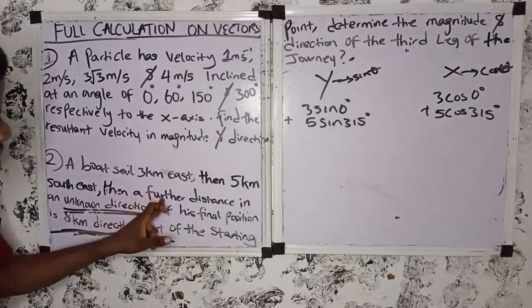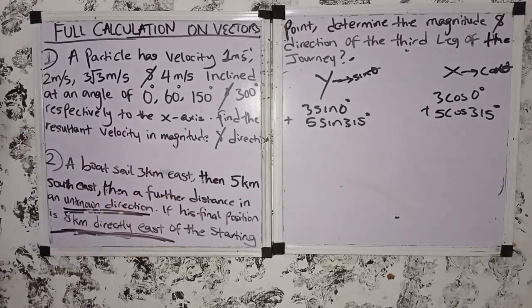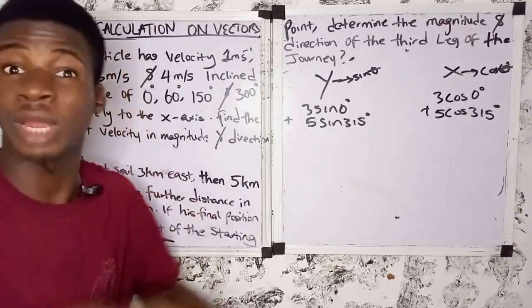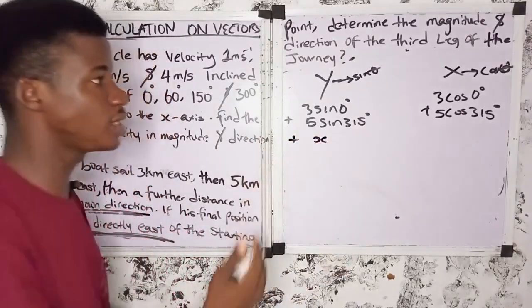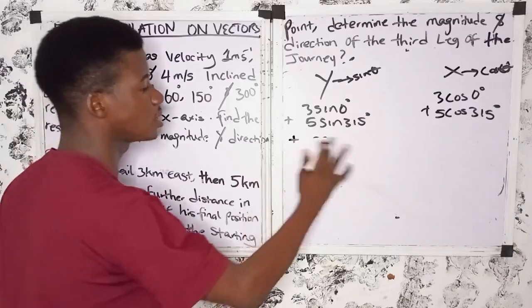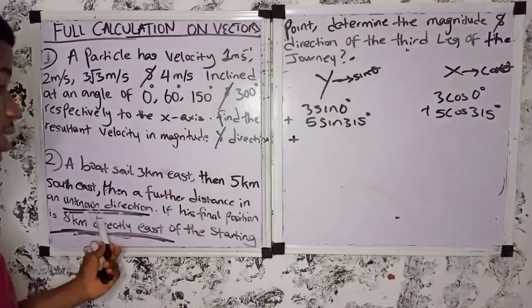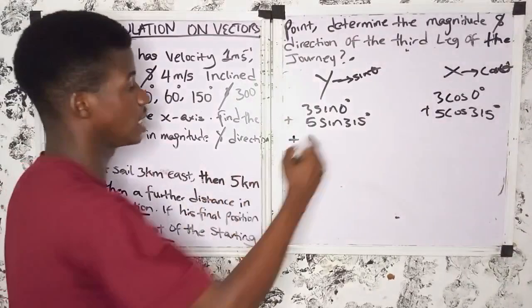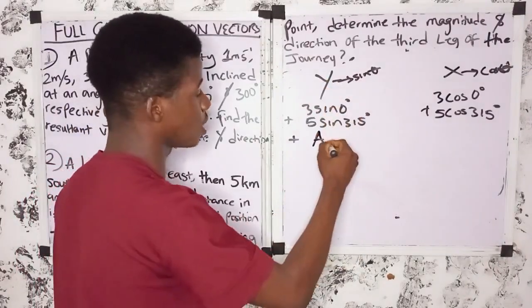Then a further distance in another direction. Since we don't know that further distance, that is what we are looking for. So I'll put a plus x here. Let me just call the further distance in another direction a. Then since we are dealing with the y axis, I'll put ay.